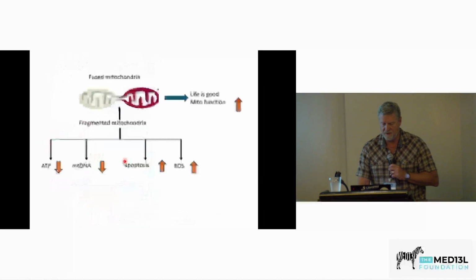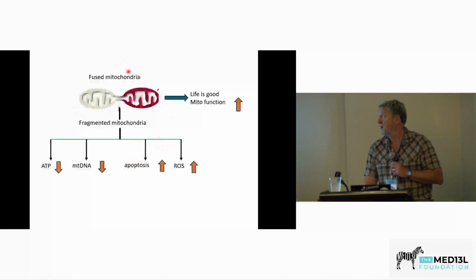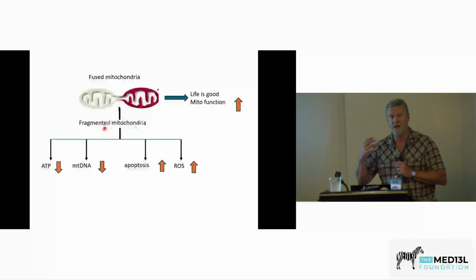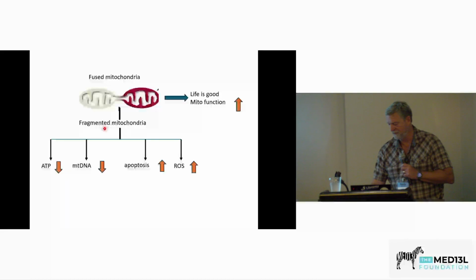So just to summarize, fused mitochondria are good. Life is good. Mitochondrial function goes up. In fragmented mitochondria, you lose energy production. Mitochondrial DNA gets damaged. Apoptosis goes up, as well as the ROS. And so what Alicia's going to be showing this afternoon is how in Med13L cells that we've gotten, this fragmented mitochondrial phenotype is detrimental.